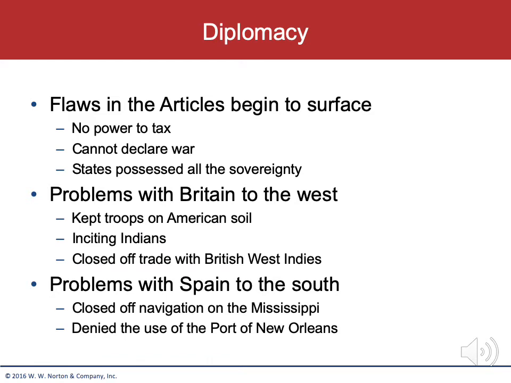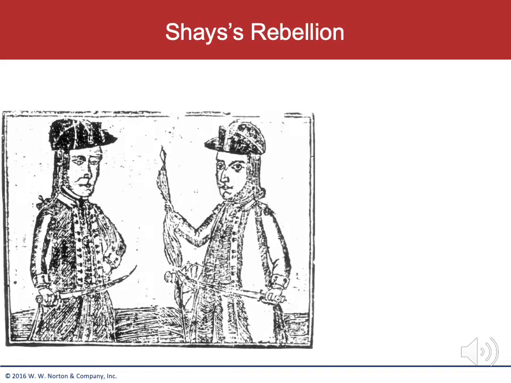So these issues are going to have to be negotiated. But as long as the Continental Congress was proving itself to be weak and unstable, there was no incentive for any of the European powers to take them seriously as a government. And this greatly affected American foreign policy.